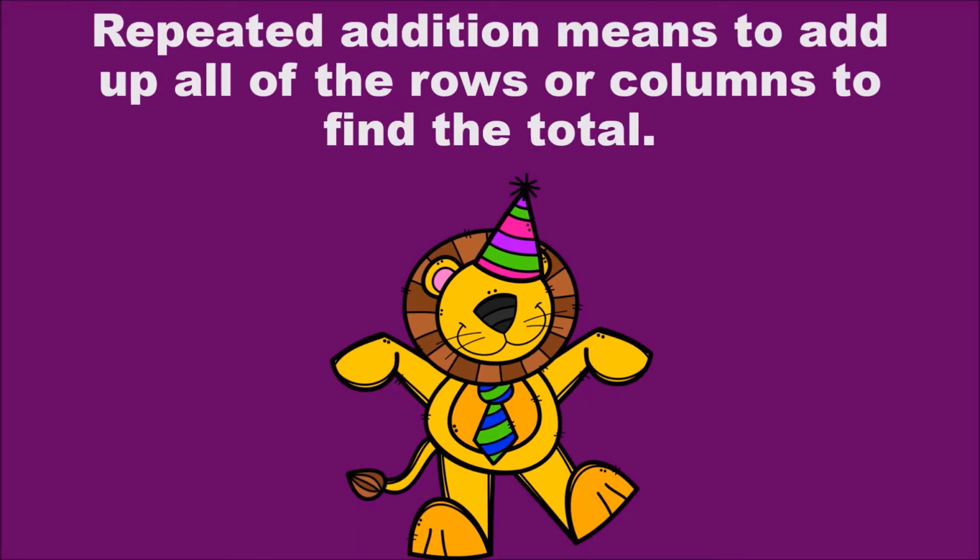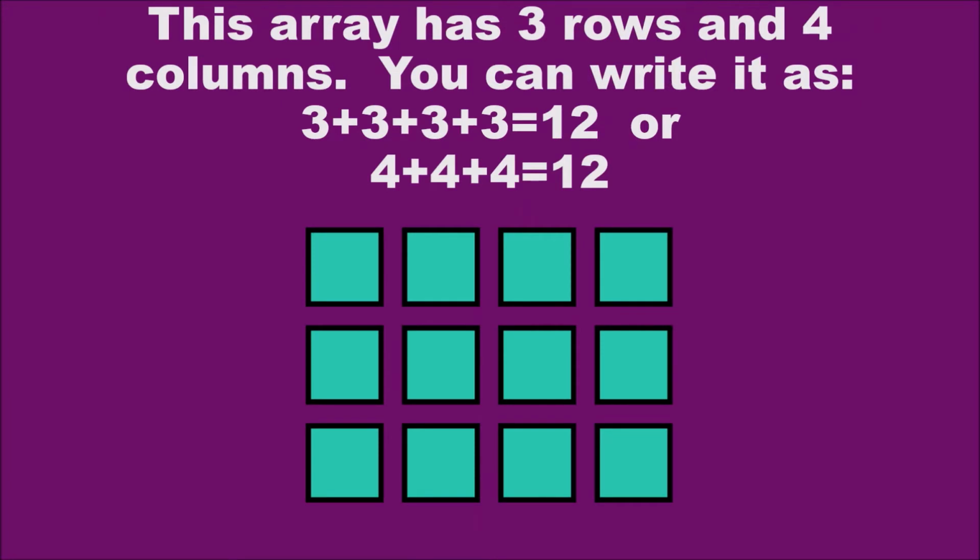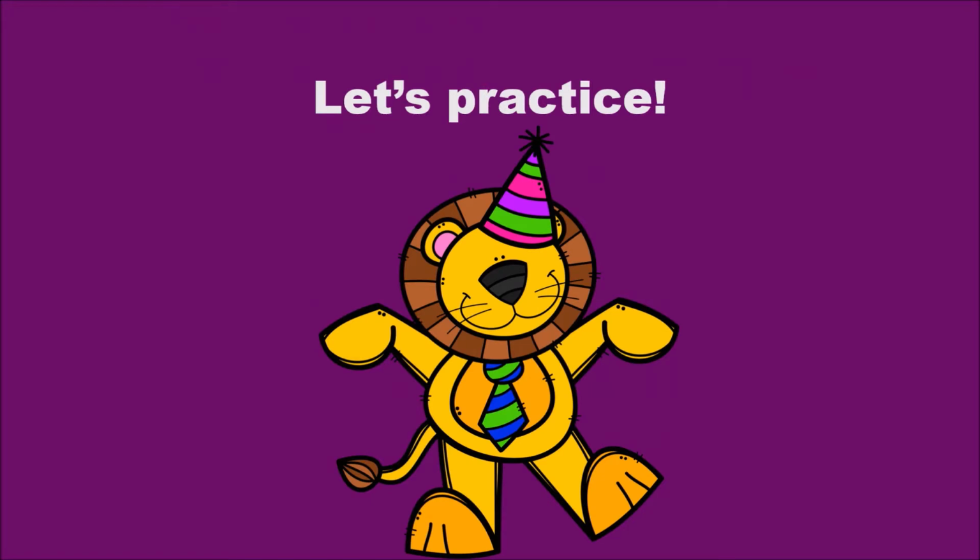Repeated addition means to add up all of the rows or columns to find the total. Repeated addition is the step before multiplication, and I know you're excited to multiply. This array has 3 rows and 4 columns. You can write it as 3 plus 3 plus 3 plus 3 equals 12, or you can write it as 4 plus 4 plus 4 equals 12. Did you notice how either way we get the same answer? Very cool. Let's do some practice.